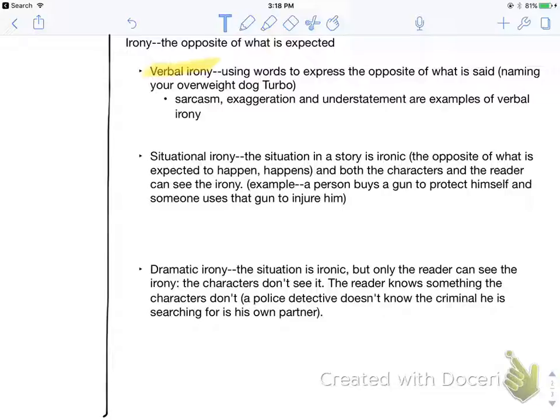So just like all the other times, make sure that you leave a little space down here because there's definitely some examples of verbal irony in the book. If you can think of some, you can write them down. If not, you can wait for our discussion.